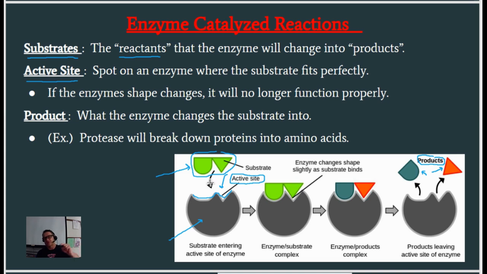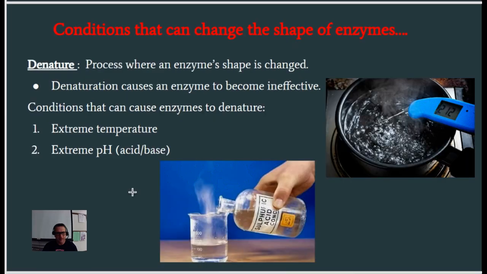So the substrate goes in, and the enzyme is going to change it and turn it into the products. On the last slide, we saw that the shape of an enzyme was very important because that active site's got to have the perfect shape where the substrate will fit into it. Well, what are some things that can change the shape of enzymes?